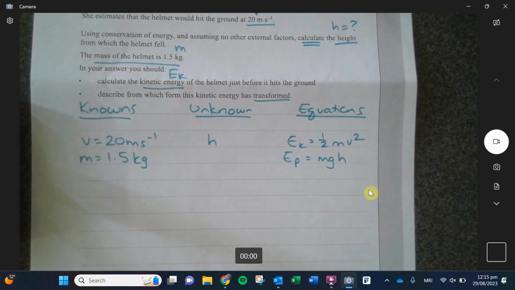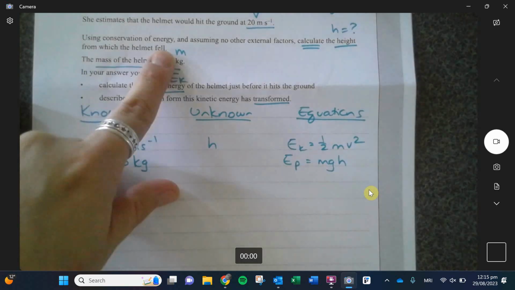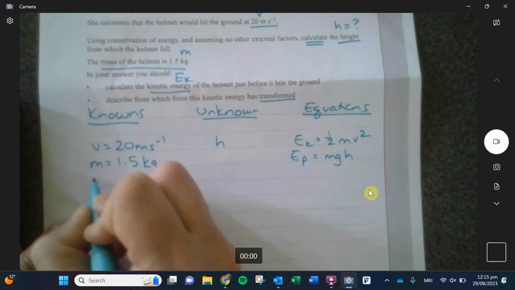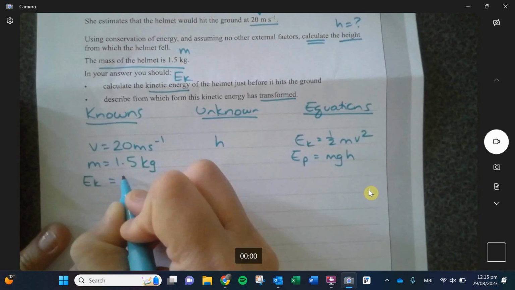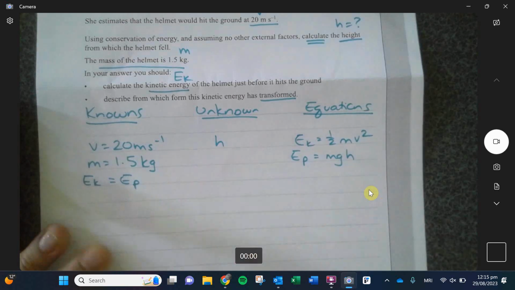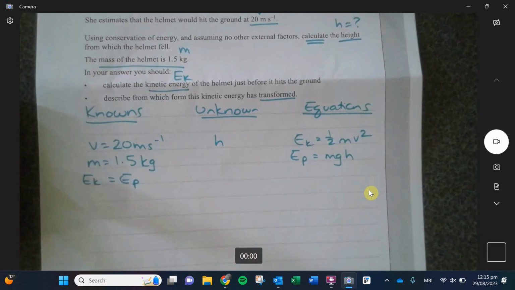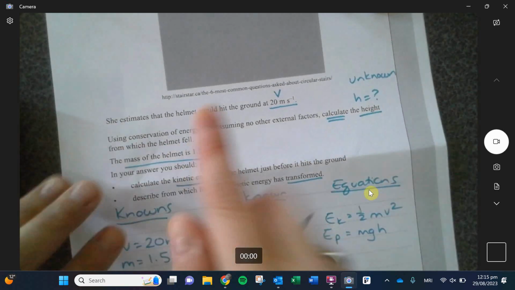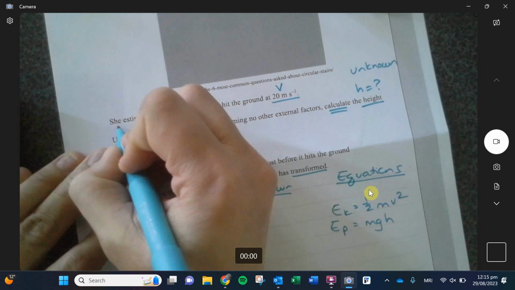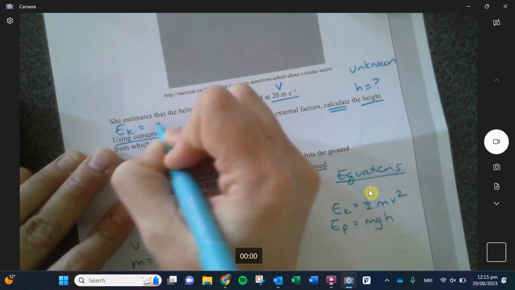In this question, they say assume conservation of energy. So what that means is whatever value you get for the kinetic energy is the same as whatever you get for the potential energy. I assume those two are the same. Where does it say? It says that using conservation of energy. So using conservation of energy tells me to assume EK equals EP.